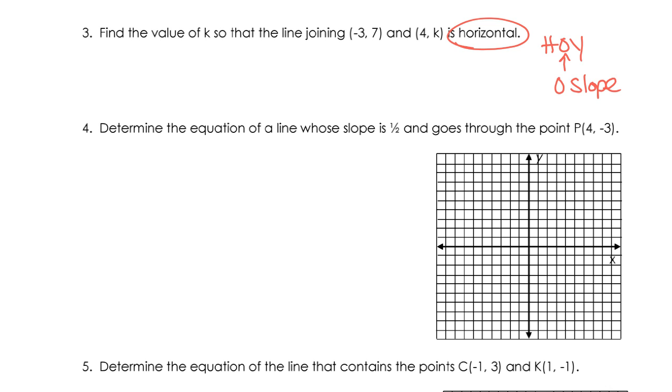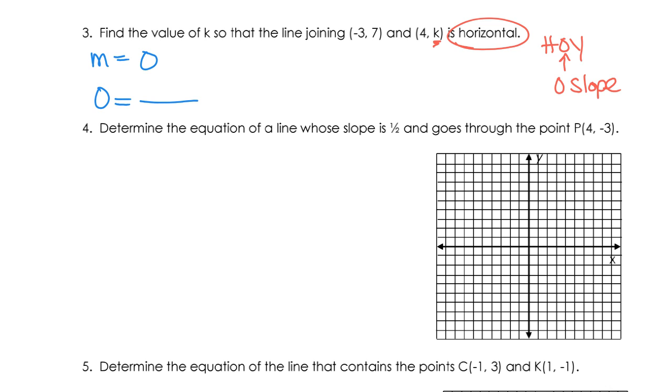And so what they're saying is that we know that the slope is 0, but we're missing this value of k to make the slope come out to be 0. So what we're going to do is we're going to take our slope formula and we're going to go ahead and say that our slope is 0, okay? And now we're going to go ahead and calculate our slope. So we're going to have 0 equals for our slope.